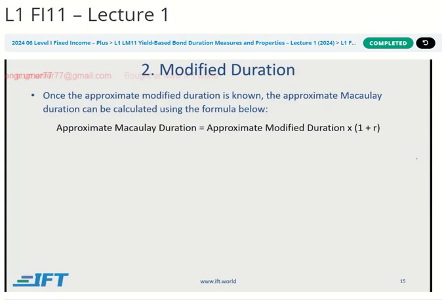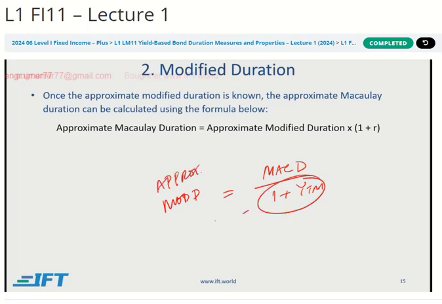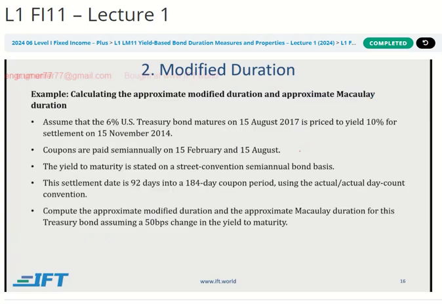So as you know, MACD divided by 1 plus YTM was giving you mod D. So now what you can do is, if you have approximate mod D, you could just take this side over here, right? Which means approximate mod D multiplied by 1 plus the YTM will give you approximate MACD. As always, it's best to solve a question.